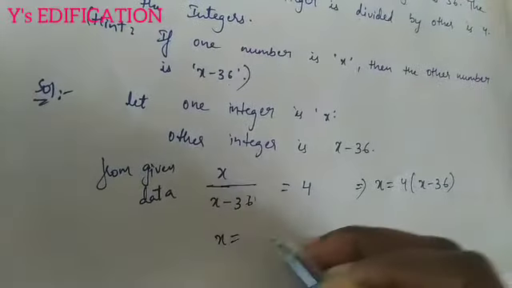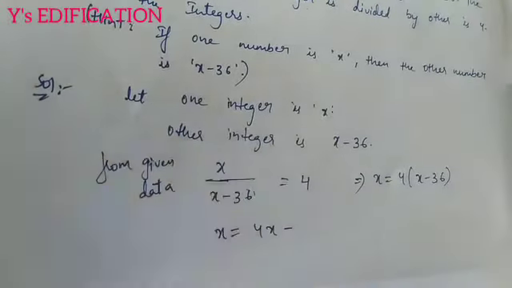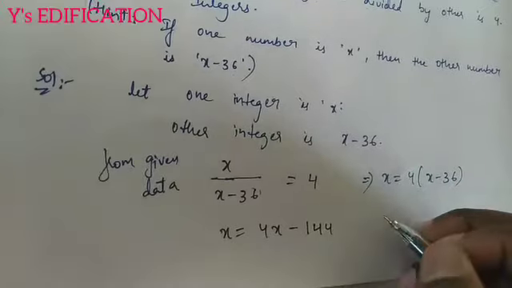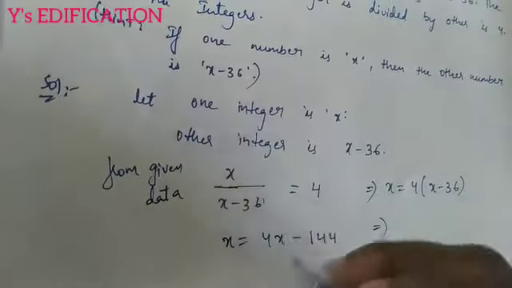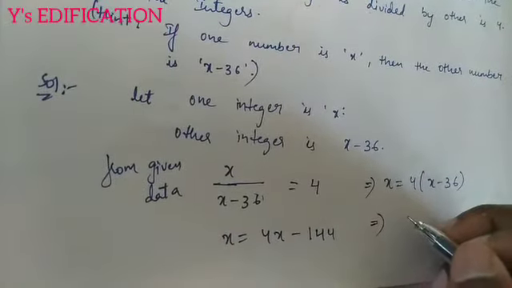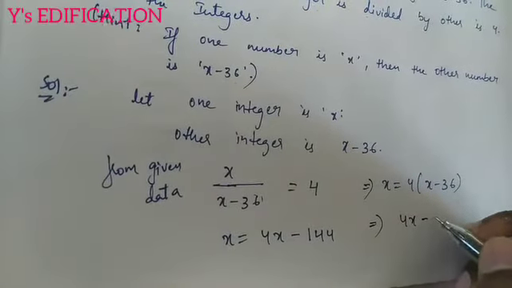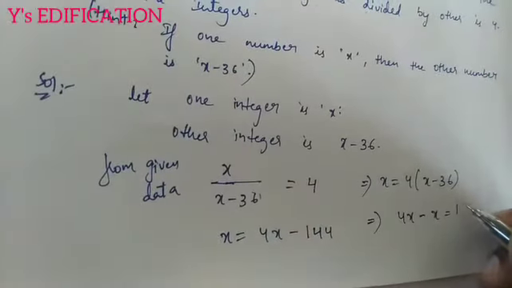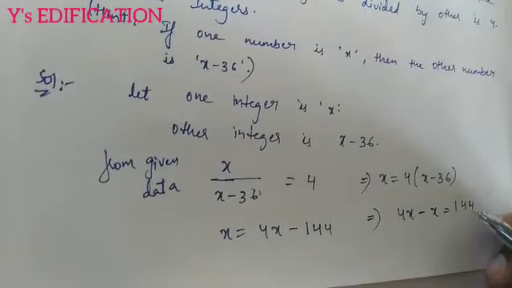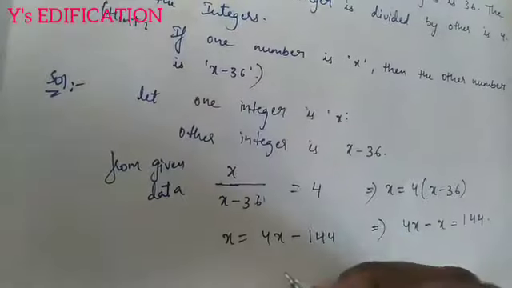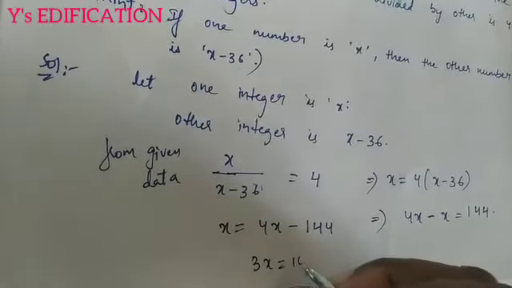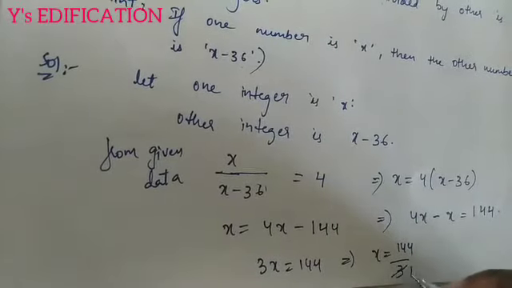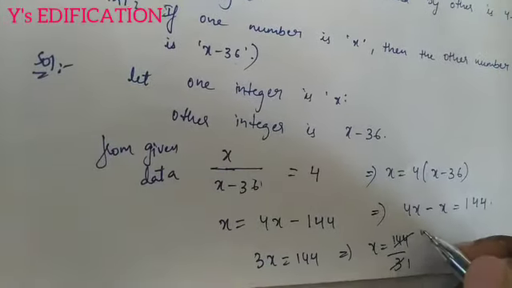So x is equal to 4 into x, which is 4x, minus 4 into 36, which is 144. We want all the variables on one side and numericals on the other side. So 4x minus x is equal to 144. What is 4x minus x? 3x is equal to 144. We want the x value, so 144 by 3, which is 48.